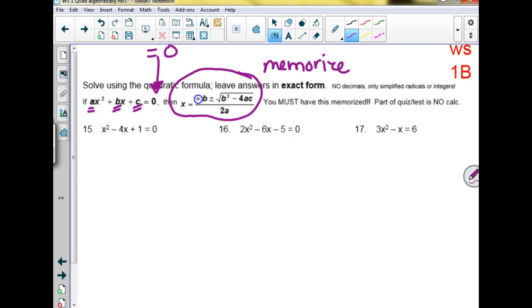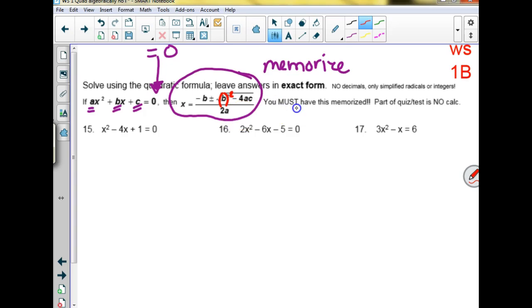Then it says the opposite of b plus or minus, and that's because we could have 2 solutions, the square root of b squared minus 4ac all over 2a. Couple things you got to remember. If you're doing this on your calculator later, you're going to need to put the b in parentheses when you square it, right?